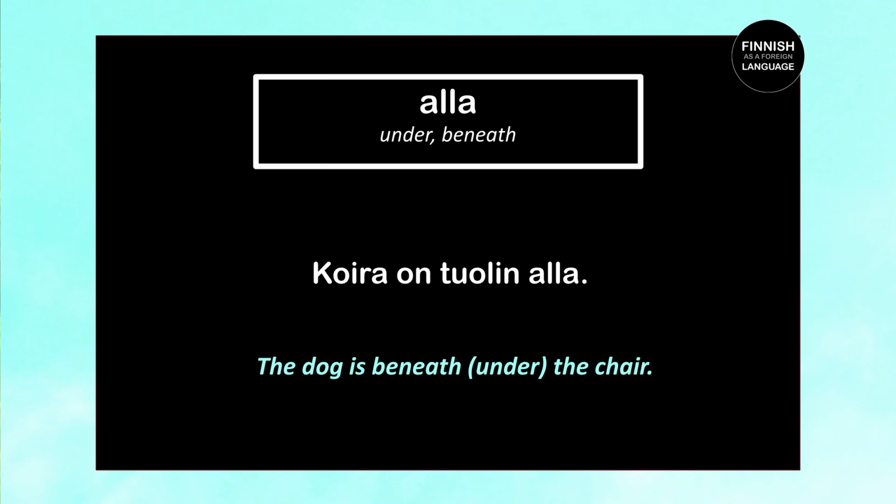Next one. Alla means under or beneath. Here's one example. Koira on tuolin alla means the dog is beneath the chair or the dog is under the chair. So let's go step by step. Koira means dog. Tuolin is the genitive case of the word tuoli, which means chair, standing here in the genitive case because it's followed by the postposition alla, which means under or beneath. So let's repeat. Koira on tuolin alla means the dog is beneath the chair.